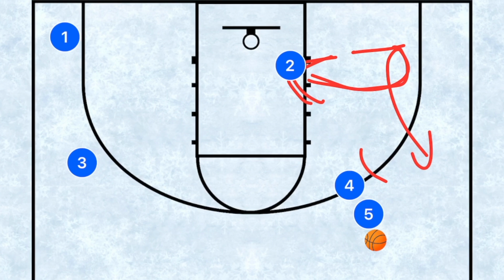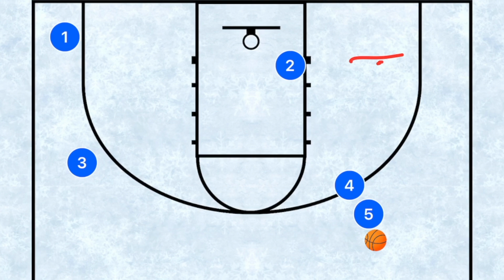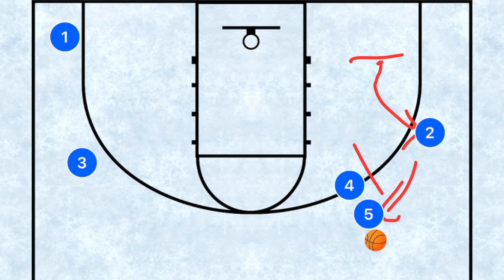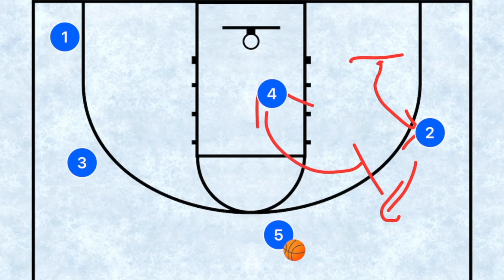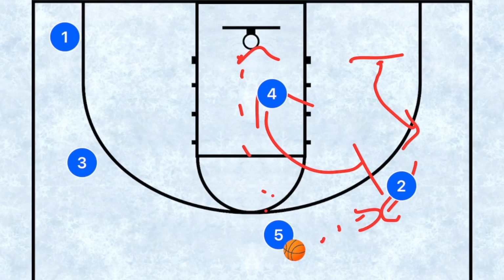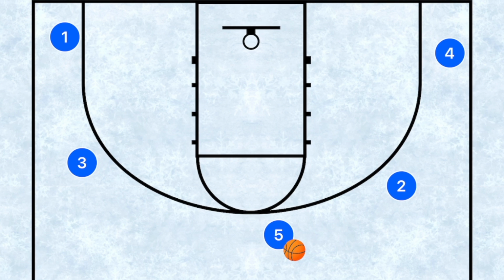I would personally prefer him to pop up to the wing myself, but I have seen coaches run it where he rolls to the basket. So let's just say he pops. We've got player 5, 4 using that screen, 4 rolls. Of course, he could always hit that 3. He's got player 2 as an option as well, and he also has player 4 as an option too. And then, of course, if none of that is open, they clear out.